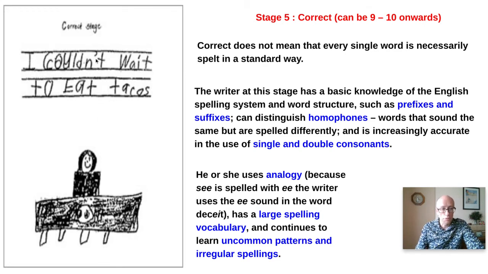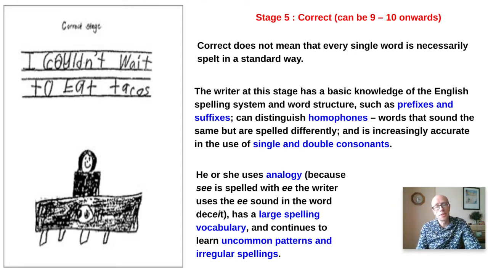Again, it's got the apostrophe of omission in the right place. Again, a digraph is used for that long vowel in wait and to eat tacos. And there we've got a word which is Spanish in origin. So maybe the child has never spelt that word or come across that word before, but they've sounded it out. And they've managed to strike gold by spelling it in a standard way.